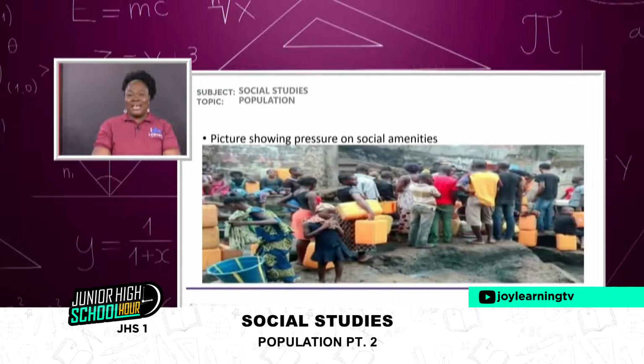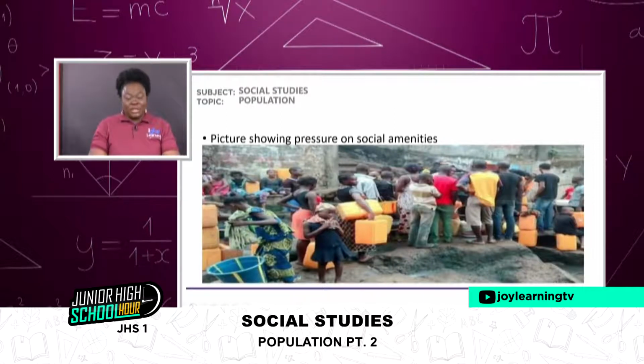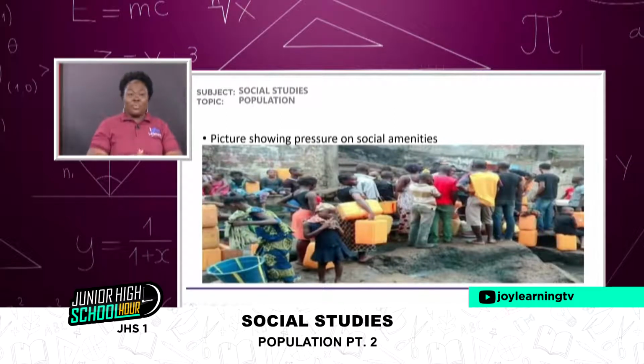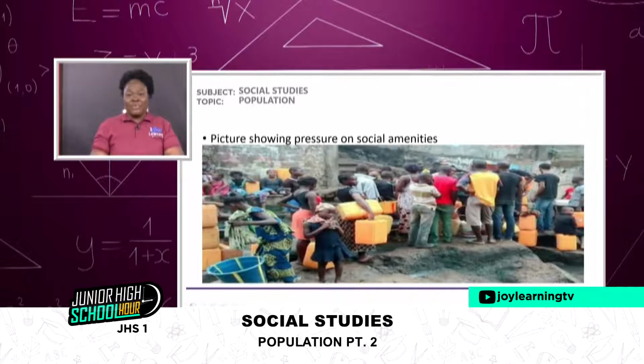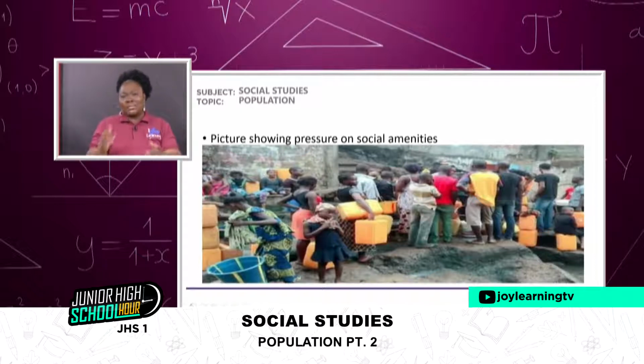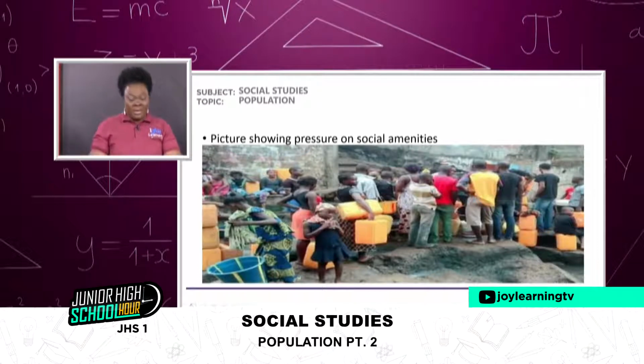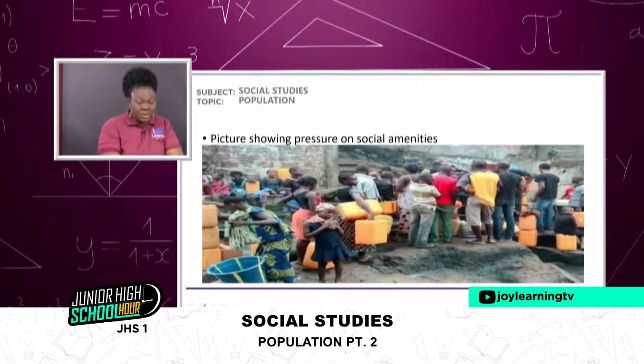Let's look at the picture here. Picture showing pressure on social amenities. So a lot of people, there's no water, so they have to move somewhere to get the water, or in the house. So everybody is stranded. Water is life, you know. So everybody wants it. So there's pressure on it. How can this one tap serve all these people? When it gets your turn and you don't get, then you have to get back home. So these are some of the effects.